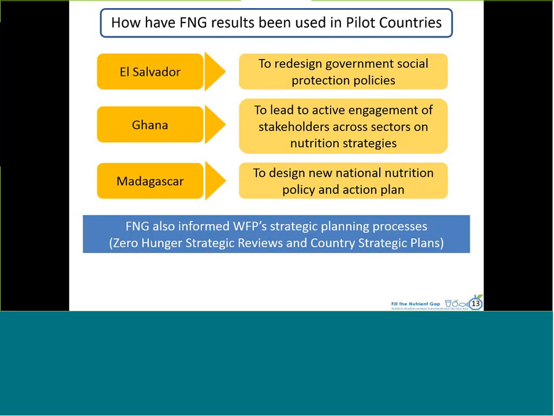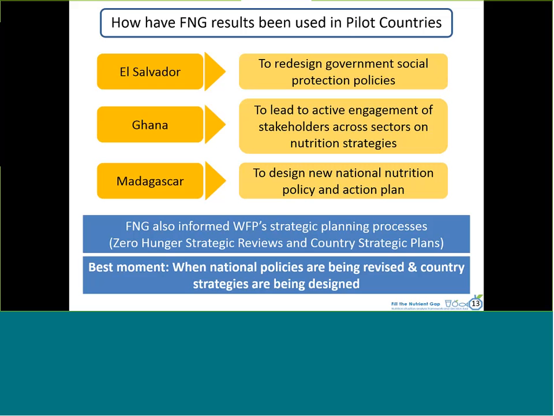Besides the national purposes, the Fill the Nutrient Gap also informs WFP's own strategic planning process. Some of you will be aware of our Zero Hunger strategic reviews and the country strategic plans that are formulated based on that. So when the FNG process is ongoing, it will also inform how WFP best engages in the country on nutrition. We also find that in countries, the analysis can be very helpful to further flesh out a policy that may have just been accepted, with its implementation just starting. So ideally, it is conducted when national policies are being revised and country strategies are being designed, but it can also help further down the line, especially on further fleshing out nutrition-sensitive components.